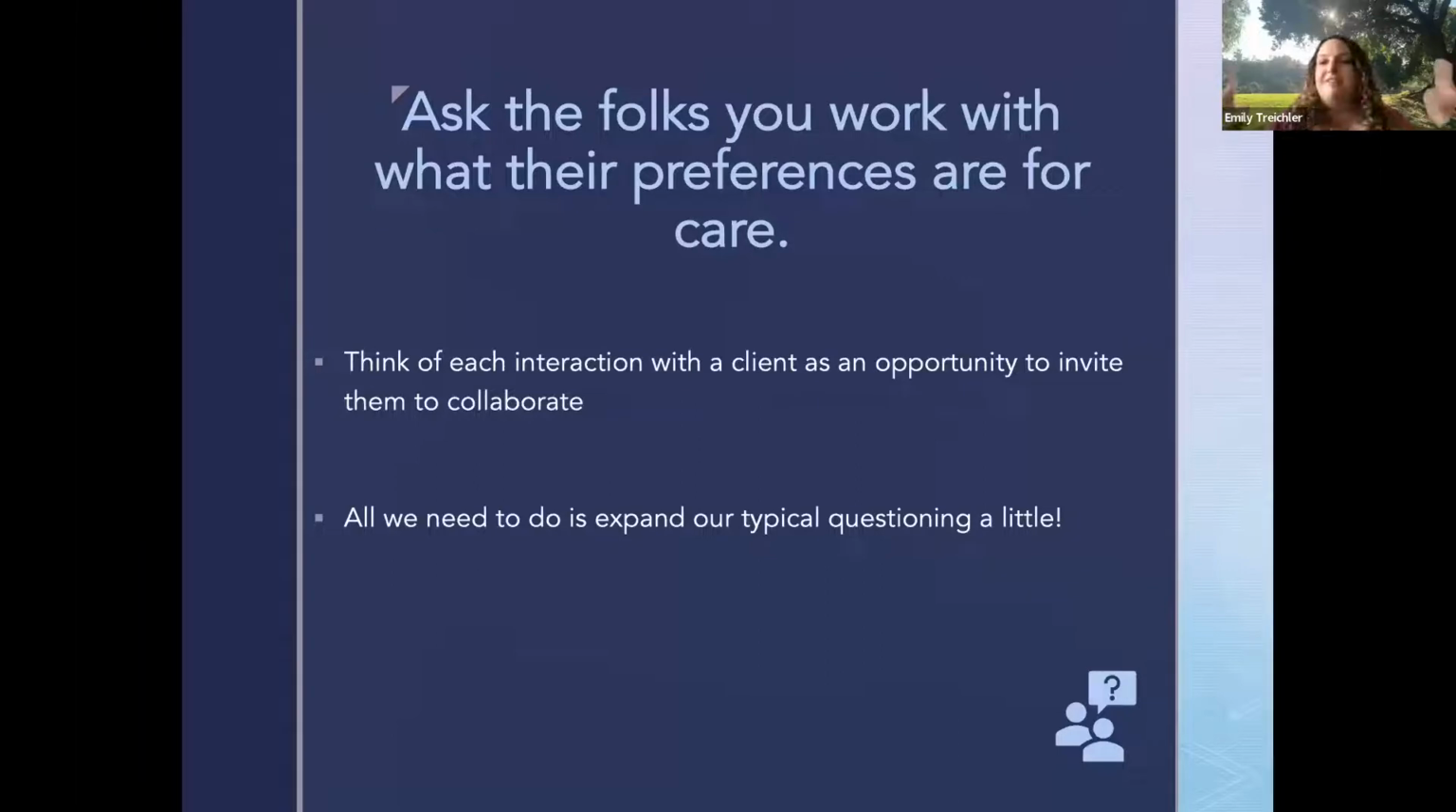And instead of that, my approach is more like, we're always collaborating. We're always assessing. We're always thinking about, is this working? Do we want to make a change? Do you like this? Do you not like that?